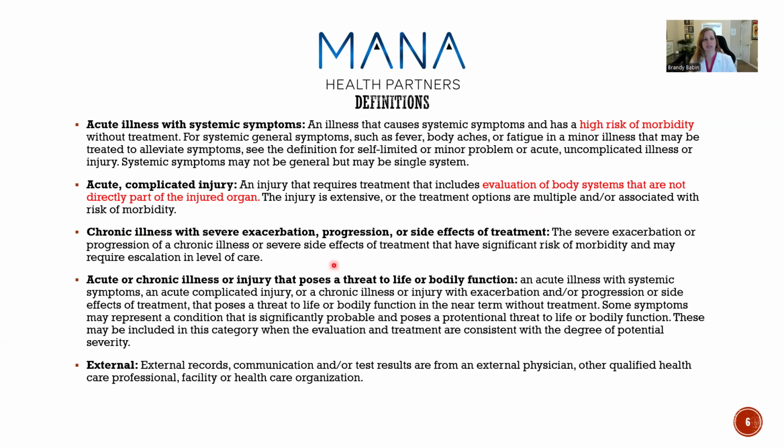A chronic illness with severe exacerbation, progression, or side effects. So there's a chronic illness that is having a severe exacerbation, that's CHF, that's 4+ edema, that's 2+ JVD, that's shortness of breath on laying down and with sitting up, and it's on O2 with O2 sats at 91. So that would be a chronic illness with severe exacerbation.